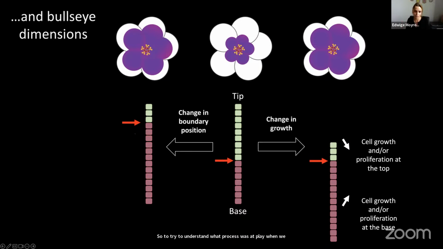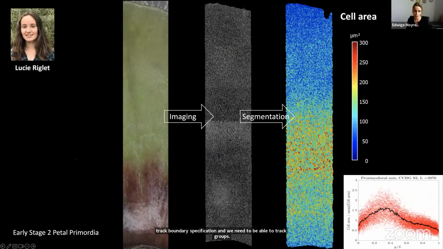So to try to understand what process was at play when we generated flowers with a bigger bullseye, we thought we needed to do two things. We need to be able to track boundary specification, and we need to be able to track growth. And Lucy in our lab developed a confocal imaging pipeline to do just that. So she imaged the full surface of the petal. I'm only showing you one stripe. But the idea is she can track cell behavior.